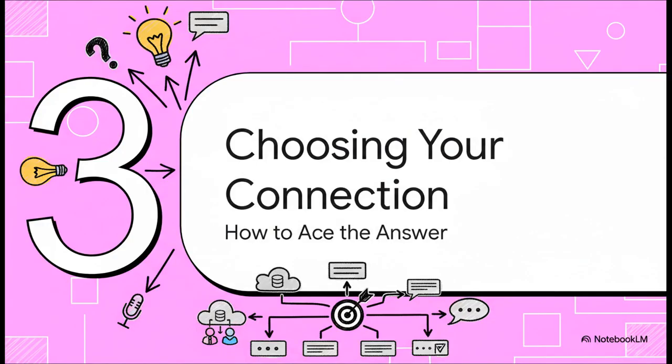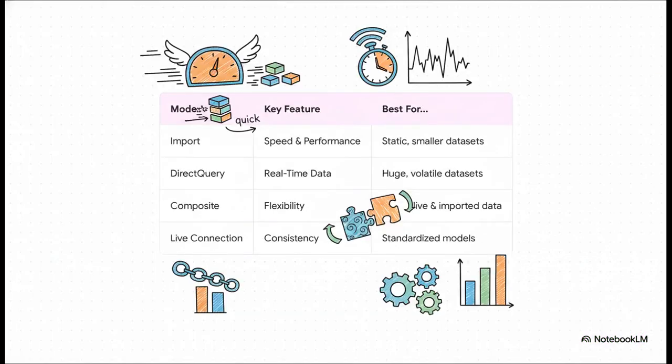Okay, deep breath. We now know the 4 modes. So, how do we pull all this knowledge together to craft that perfect, impressive answer when the interview question comes? Let's break it down. Look at this. This little table right here is your secret weapon. Seriously, just burn this into your brain. Import is for speed. Direct query is for live data. Composite is for flexibility. And live connection is for consistency and teamwork. If you can just remember those 4 pairs, you are 90% of the way there.